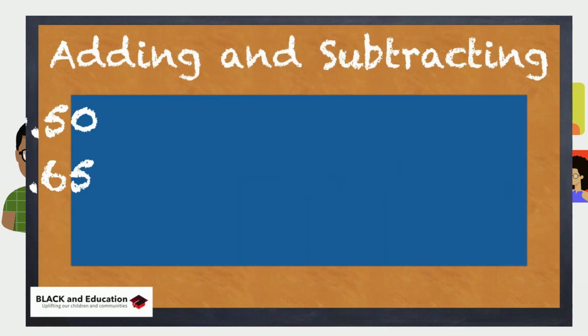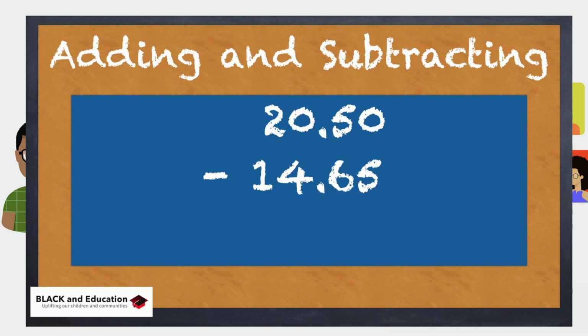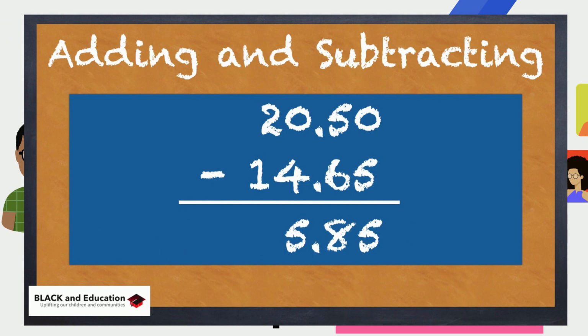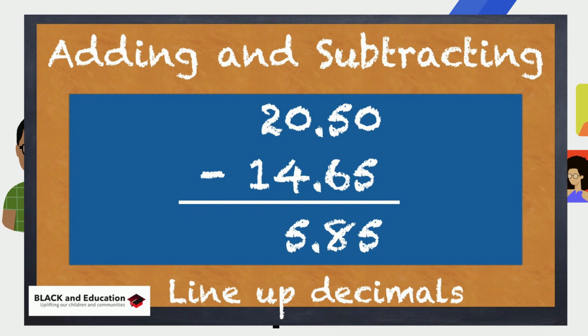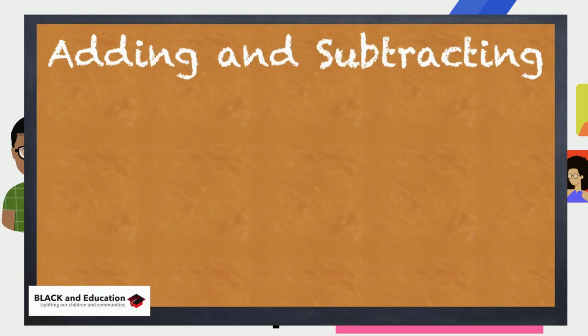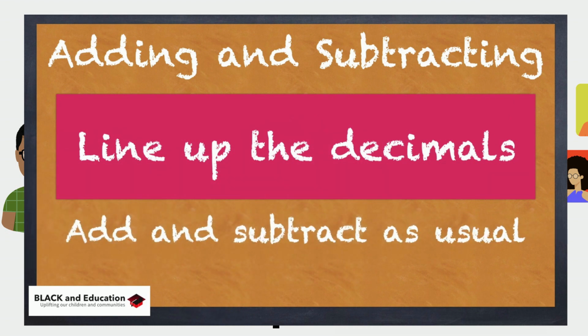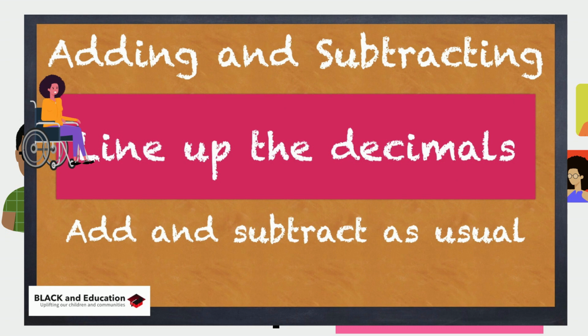So it doesn't matter what you're doing, whether I have 20.50 minus 14.65, I'm going to go ahead and subtract as normal, and I'm going to end up with 5.85. I'm just lining up the decimal points, just like you would typically do. That's all you need to do, line up the decimal places, and you'll be fine when it comes to adding and subtracting decimals. Add and subtract as usual, and it's easy peasy, if you will.